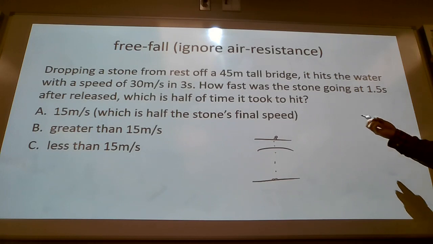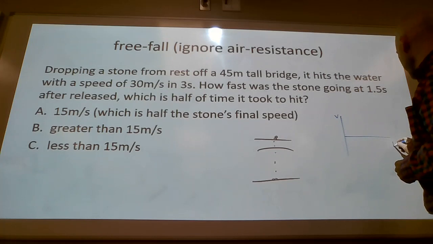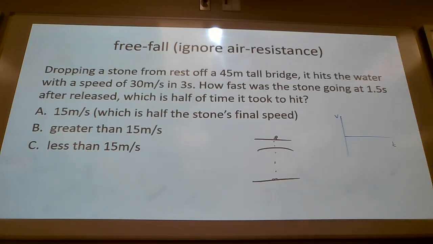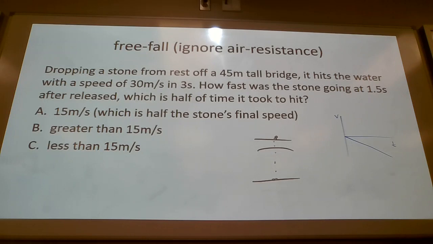Another way to look at this is graphically. What would a velocity versus time graph look like? Thumbs up if you have a mental image of what the velocity versus time graph should look like. A dropped rock. Hopefully you pictured that. You go in the negative direction, start at rest, and you get faster. Okay.